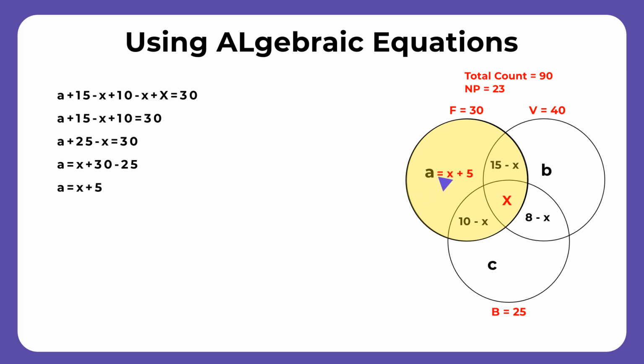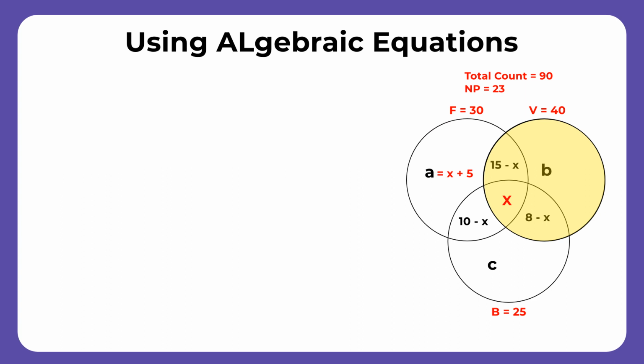Now let's move toward the second circle. We can form an equation based on the fact that the sum of all elements in this circle is equal to 40. So the equation will be B + 15 - x + 8 - x + x = 40. Let's simplify this equation. B + 15 - x + 8 = 40. Keep simplifying. B + 23 - x = 40.